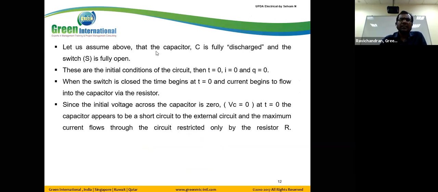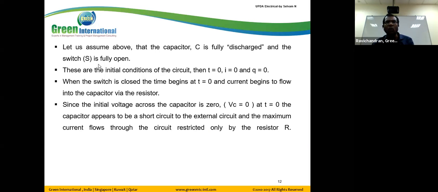So let us assume the capacitor C is fully discharged. That is the ideal condition. Assume that the capacitor does not have any voltage or any charge. It's a purely discharged capacitor, and the switch is fully open. That means there is no current flow from the voltage source to the capacitor through the resistance. So these are our assumptions.